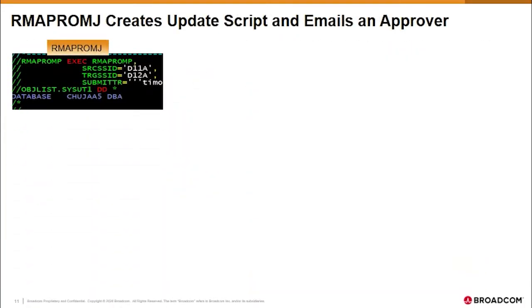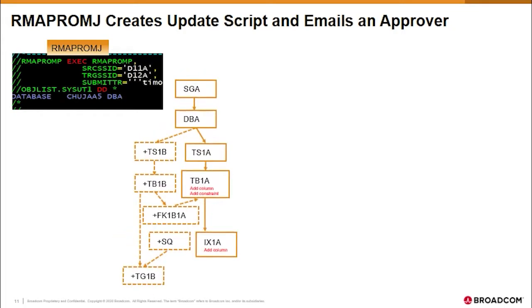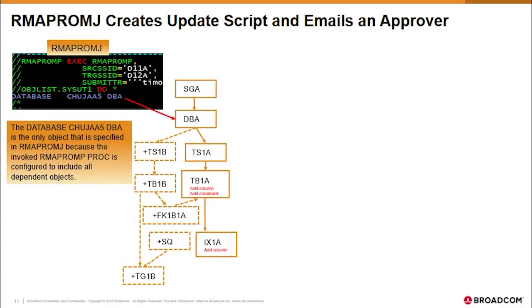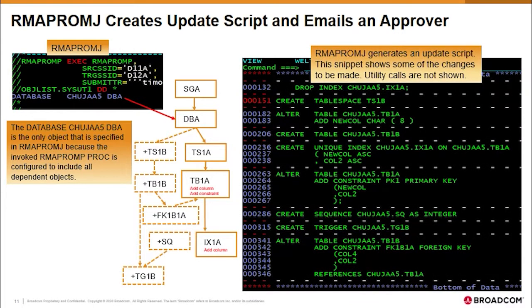This shows the simple RMAPROMJ that was used to start the promotion process. Only the database needs to be specified because the PROC has been pre-configured to include related dependent objects. Execution of RMAPROMJ produces the update script, a snippet of which is shown here.